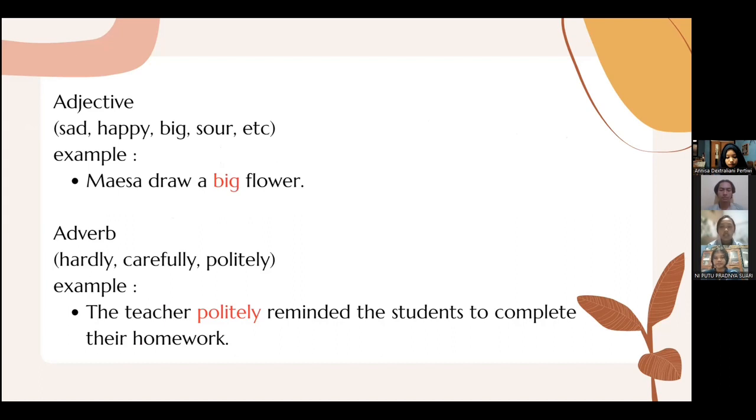And the next one is adverb. An adverb is a word that describes verbs, adjectives, or other adverbs, such as how, when, or where something happened. So the example sentence is "The teacher politely reminded the student to complete their homework." The word politely is an adverb. Next slide.